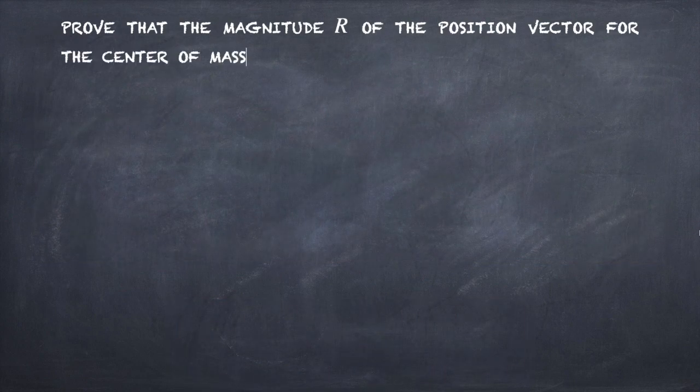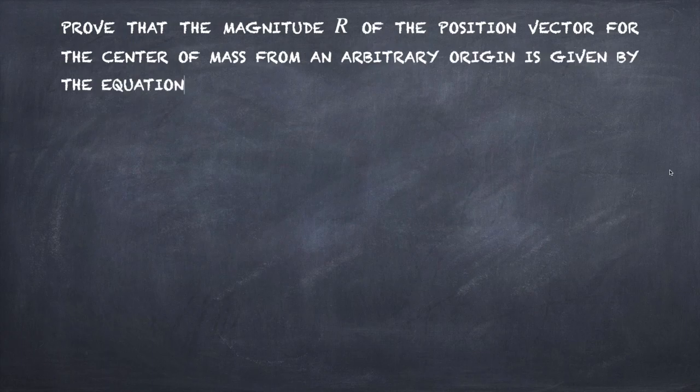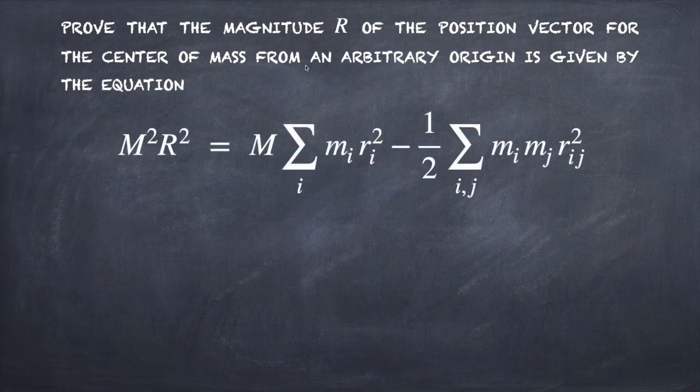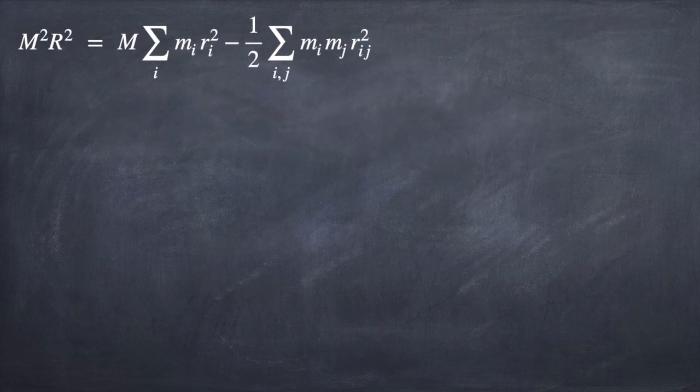So we need to prove that the magnitude r of the position vector for the center of mass from an arbitrary origin is given by the equation M squared R squared is equal to M, the summation over i of m_i r_i squared, subtracted by 1 over 2 double summation over i and j of m_i m_j r_ij squared, this quantity that we are going to show what it is soon.